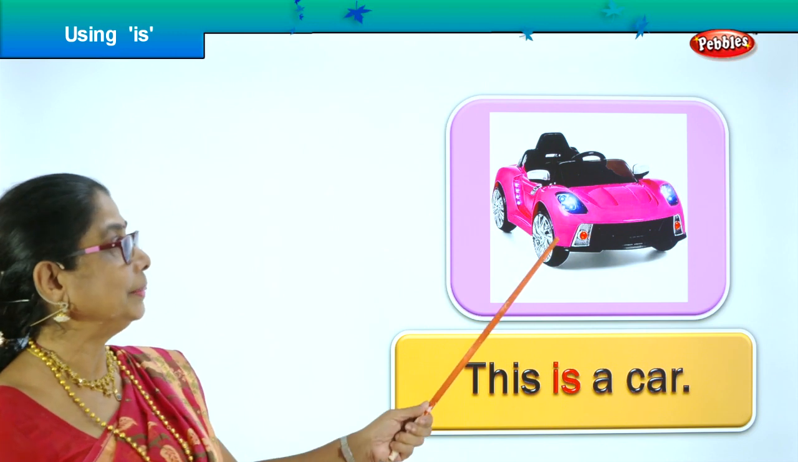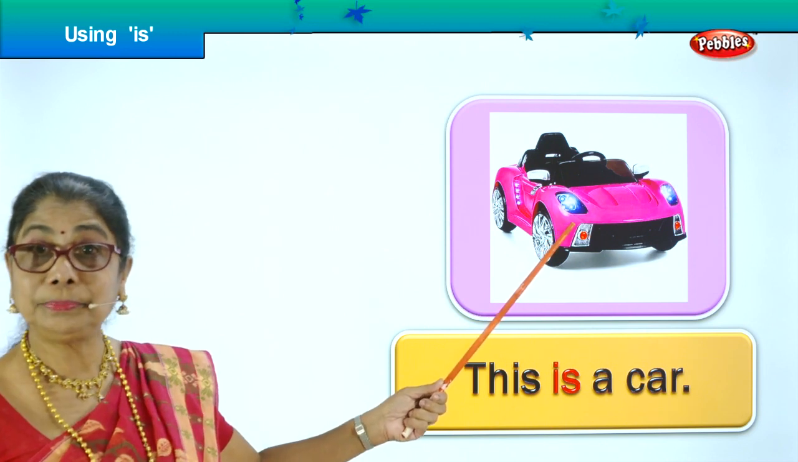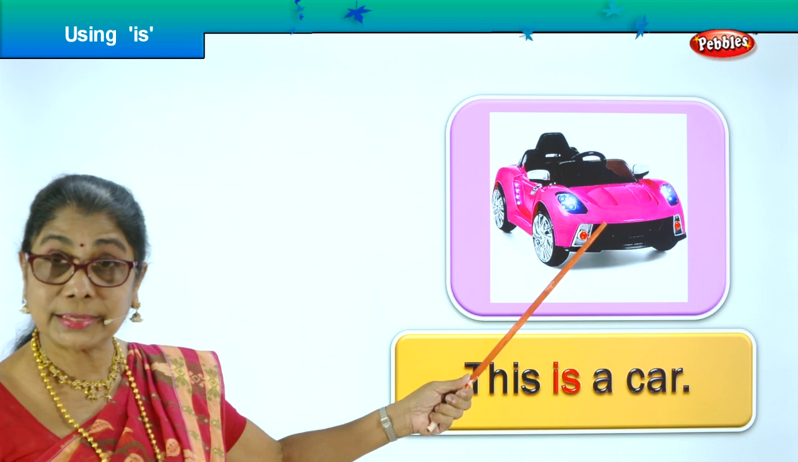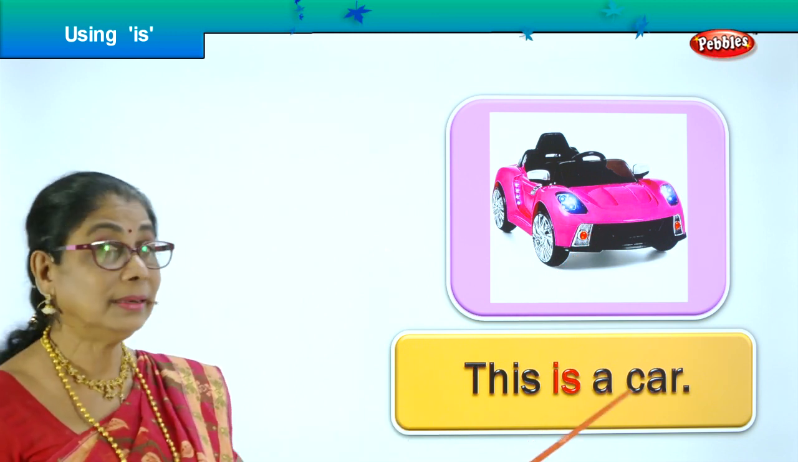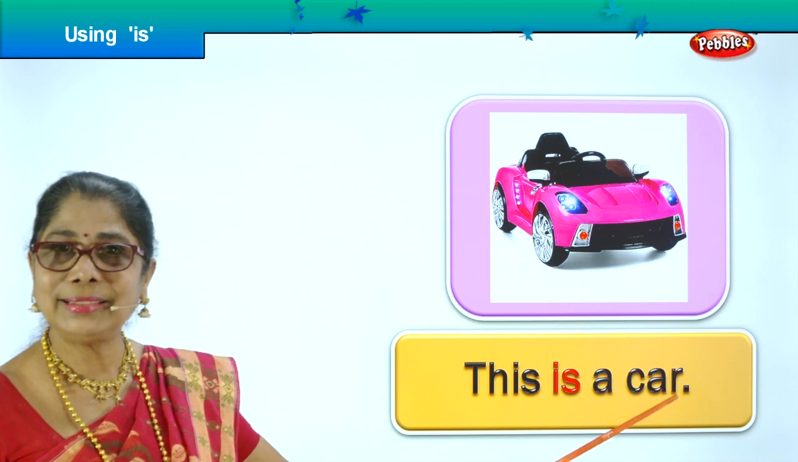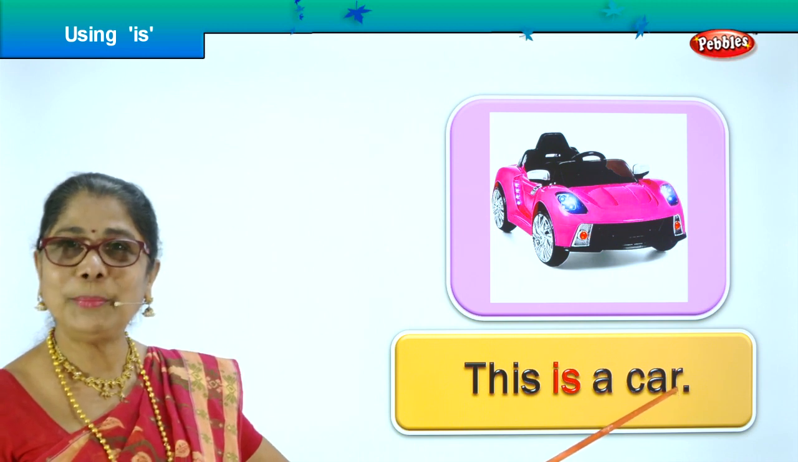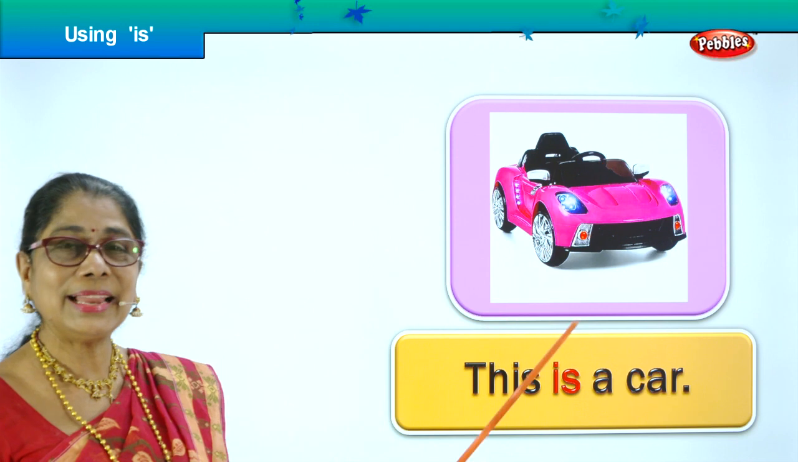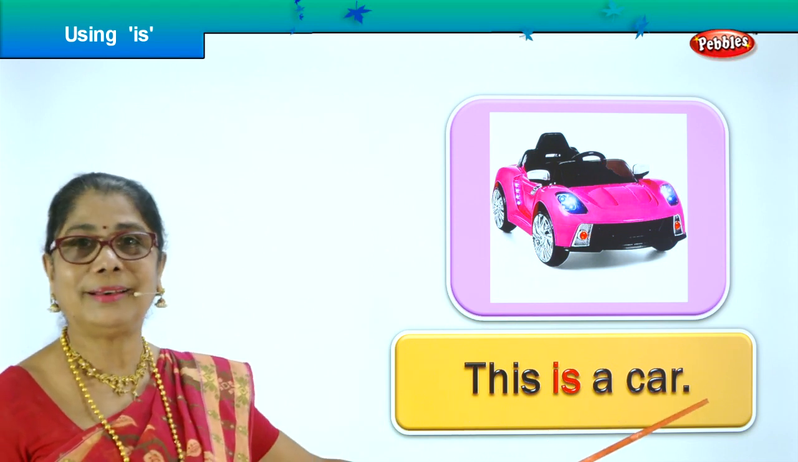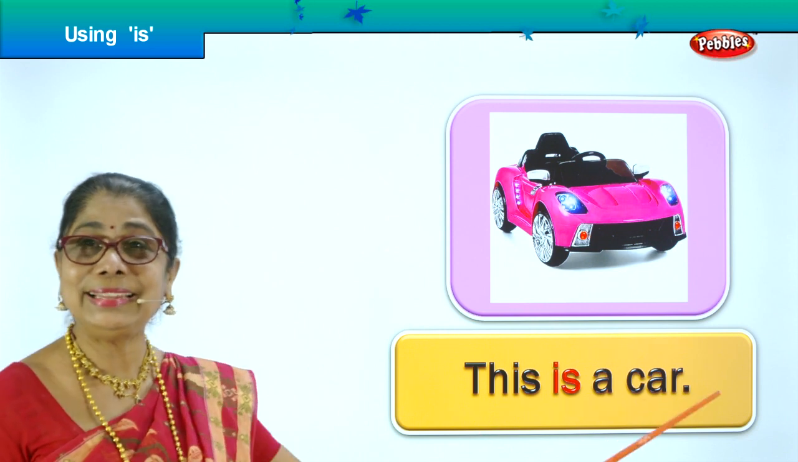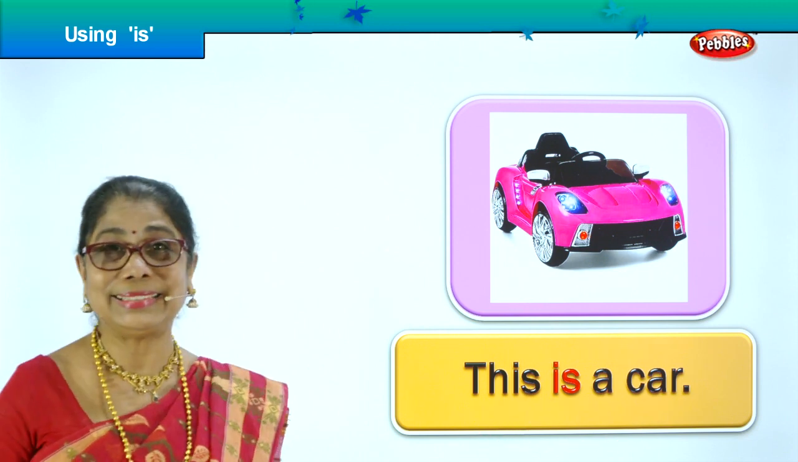Look what we have here. It's a toy car. Yes. What is this? This is a car. Do you have a car like that in your toy box? Yes. What is this? This is a car. You're learning to read the sentence. Use of is in the sentence.